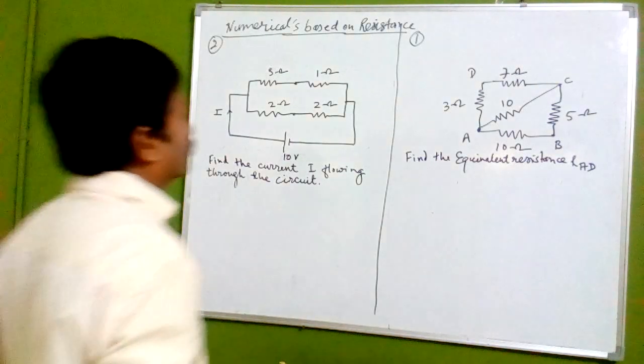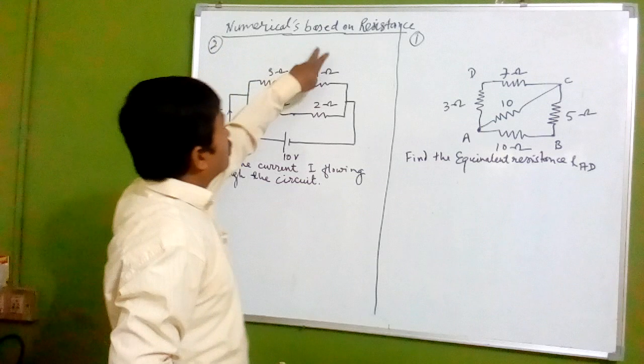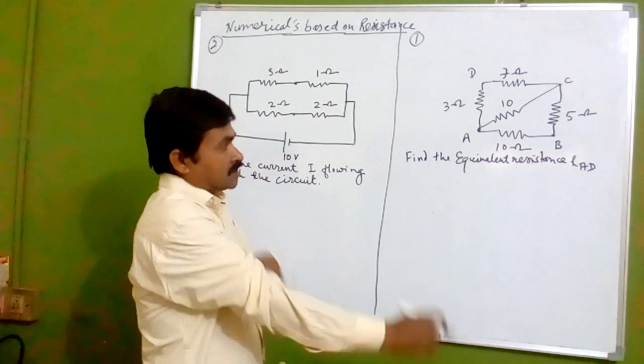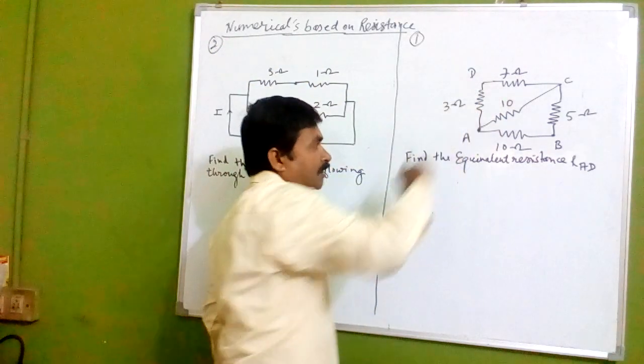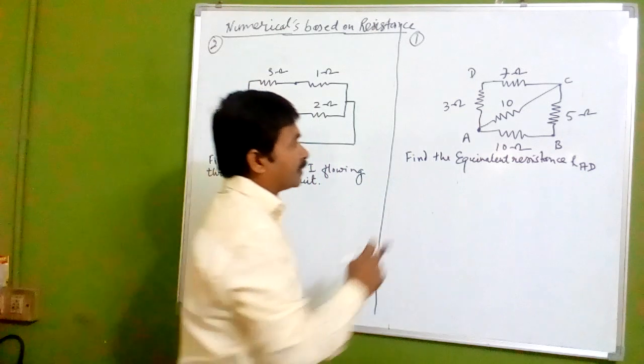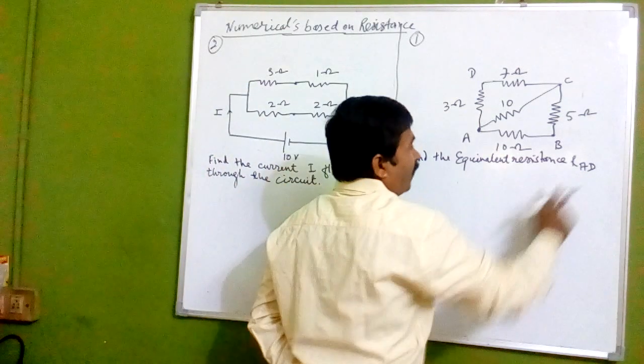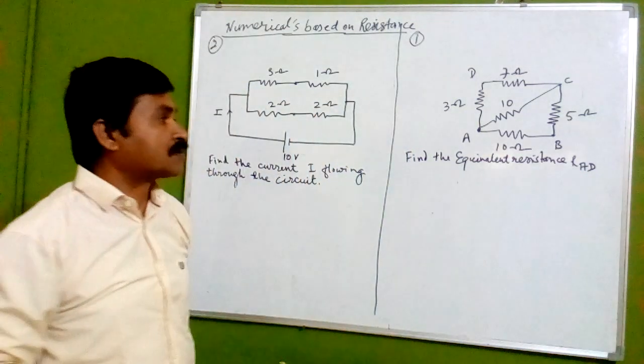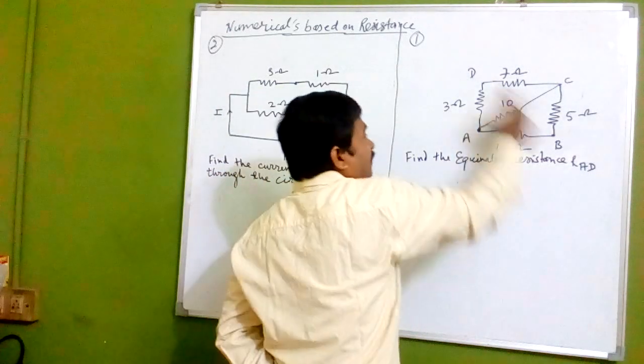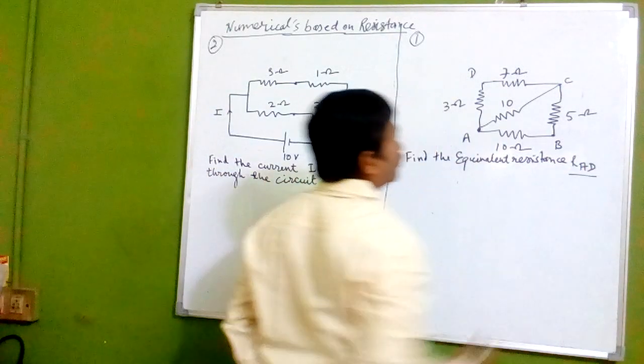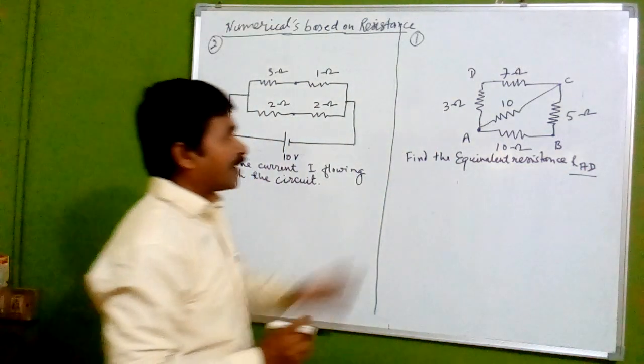Now here again we are going for the numerical based on resistances. Now see this circuit. What we have to determine is to find the equivalent resistance between A and D, that is RAD.